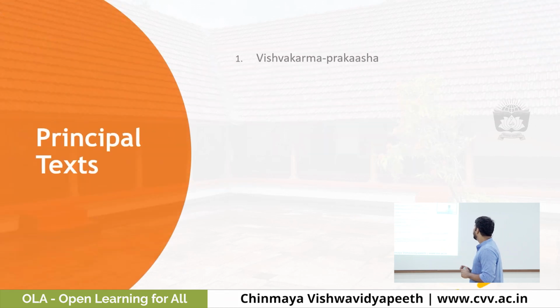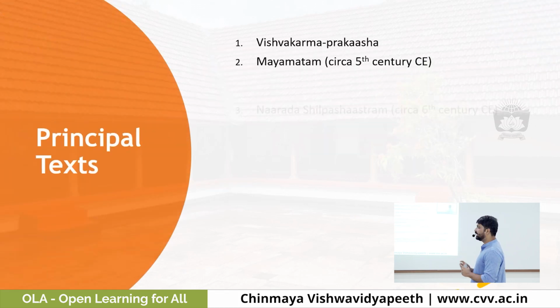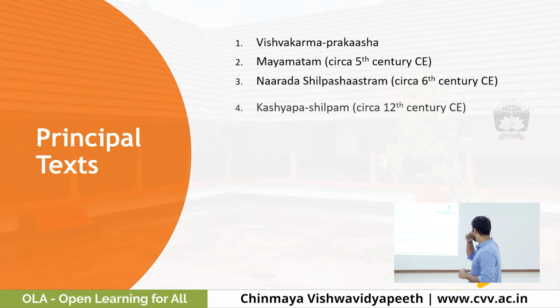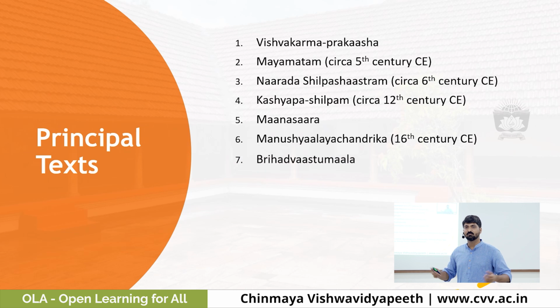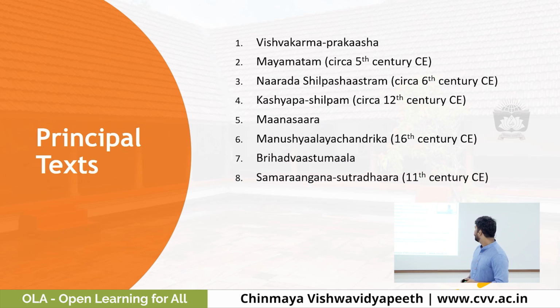Right. So these are the 8 principal texts of Vastu Shastra. The first is the Vishwakarma Prakasha, written by Vishwakarma, who is the one who created the beautiful city of Lanka. Then Mayamatam by Maya. So roughly it is put across as 5th century CE. Narada Shilpa Shastra by Narada. Kashyapa Shilpam, Manasara, Manushyalaya Chandrika.